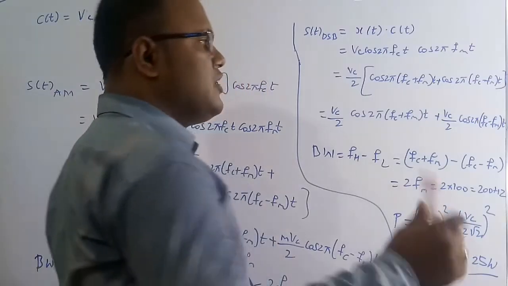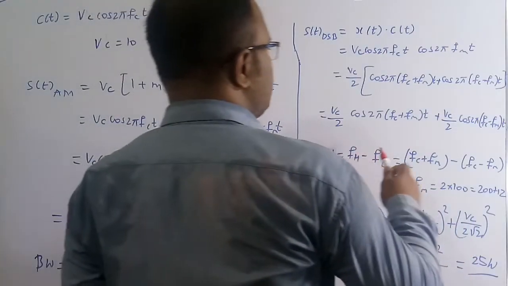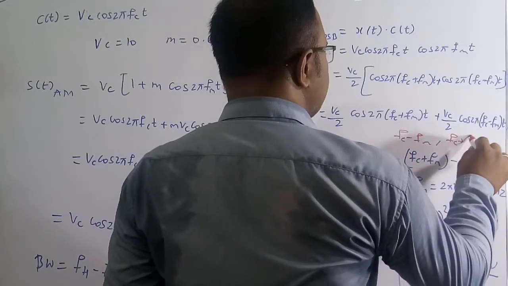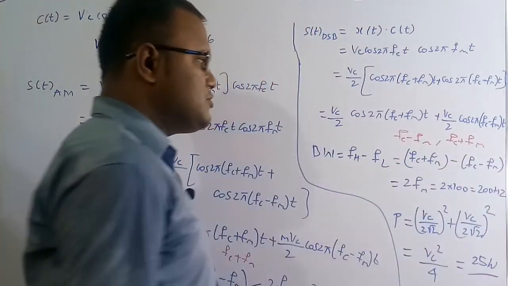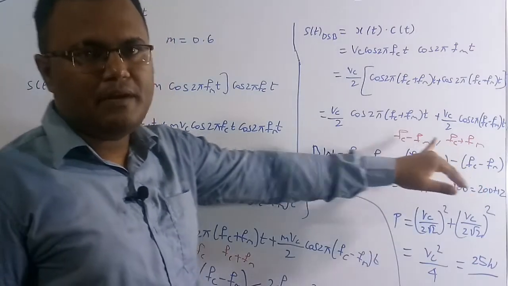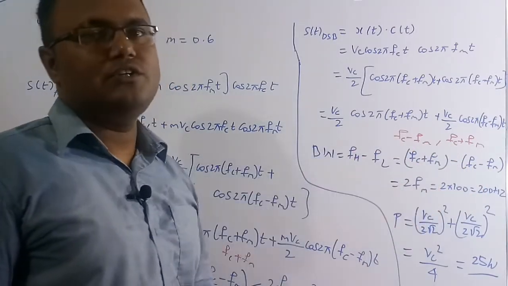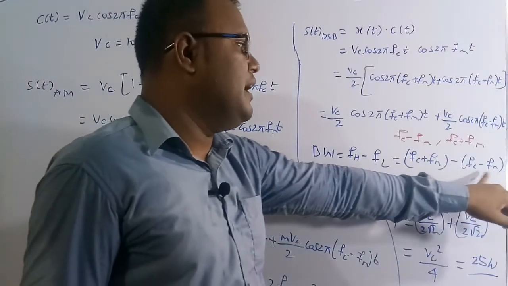And if you see carefully, there are only two frequencies which are present in this DSB, which is fc minus fm and fc plus fm. There is no fc term which is present in the DSB. So highest frequency is fc plus fm and lowest frequency is fc minus fm. So bandwidth is nothing but highest frequency minus lowest frequency, which is fc plus fm minus fc minus fm.